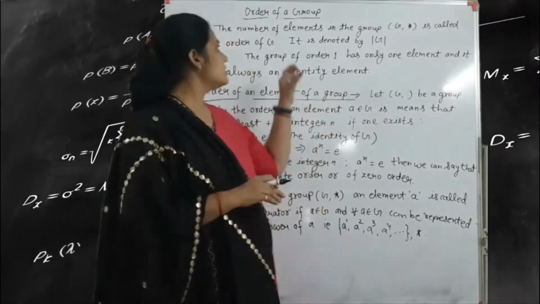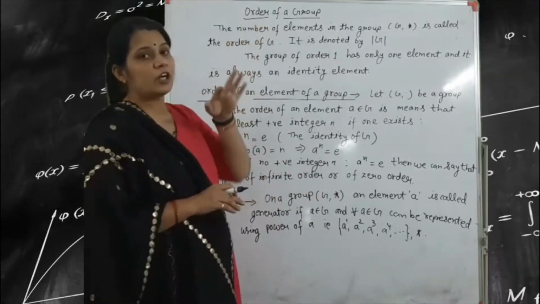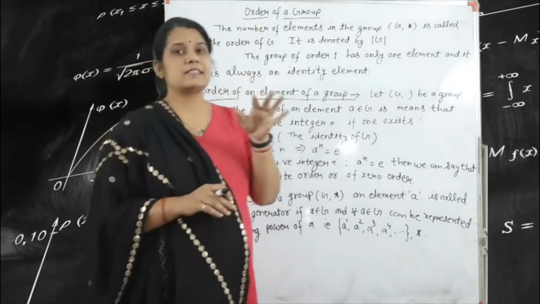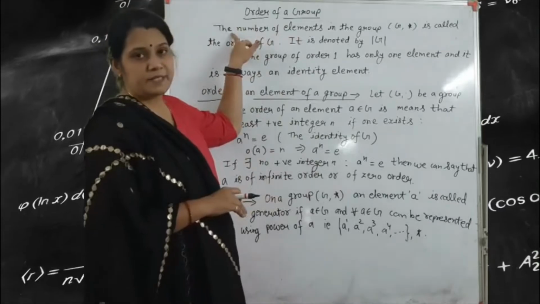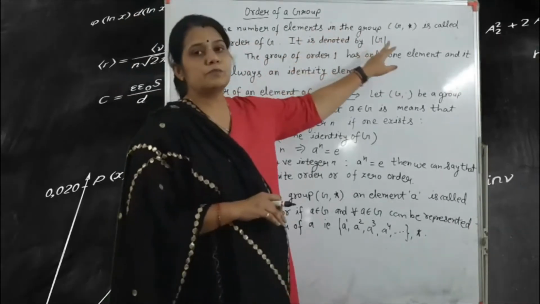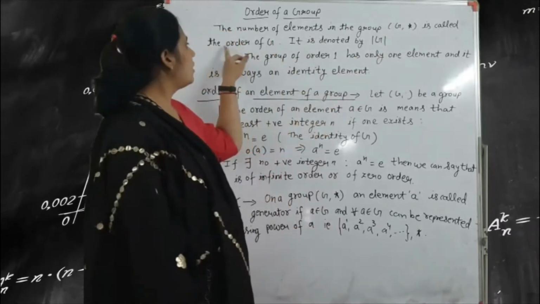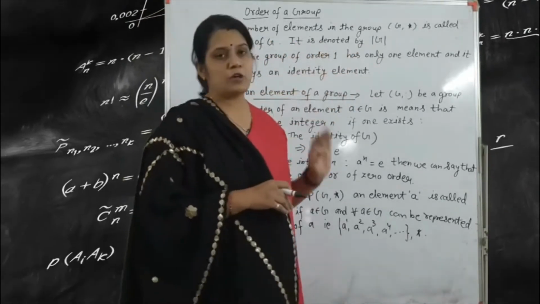So what is the order of a group? Here the order of a group is just like a set of elements. The number of elements in the group (G, star) is called the order of G. It is denoted by mod of G.